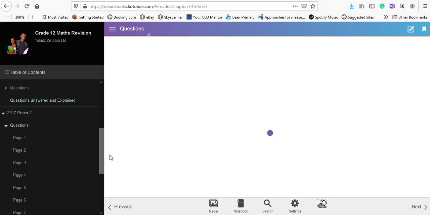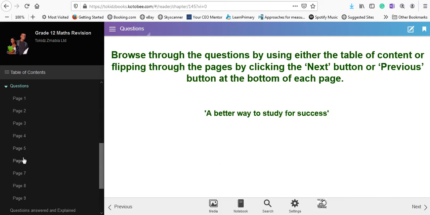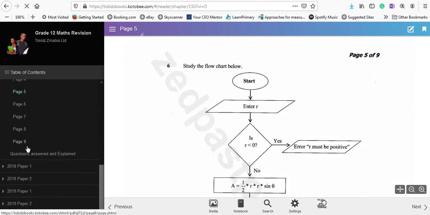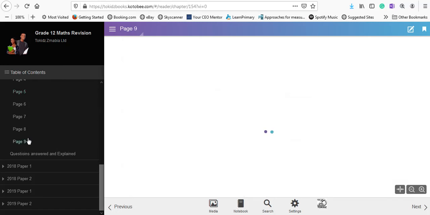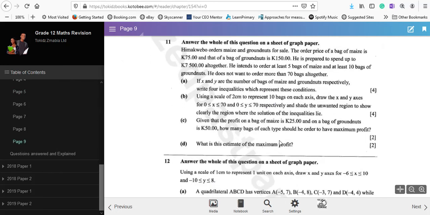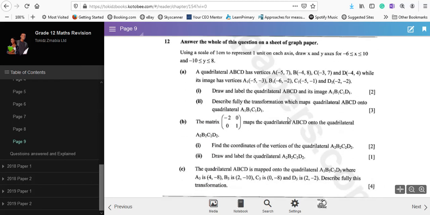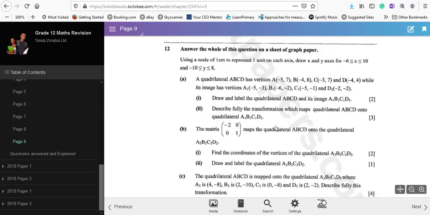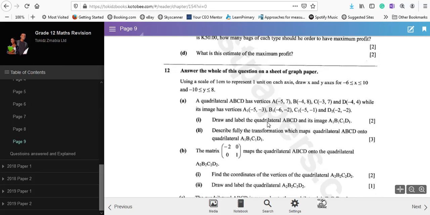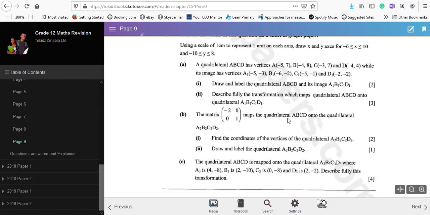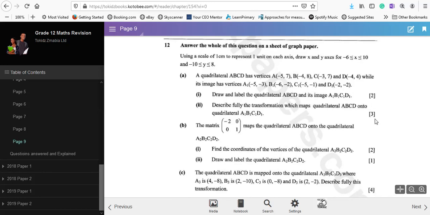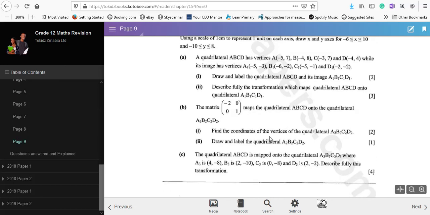So let's look at some of these. Let's look at page 9, and we're looking at question 12. So this is where you get a selection. It is optional, so you answer a number of questions from here. So this is one of the questions there. This question is worth 12 marks.